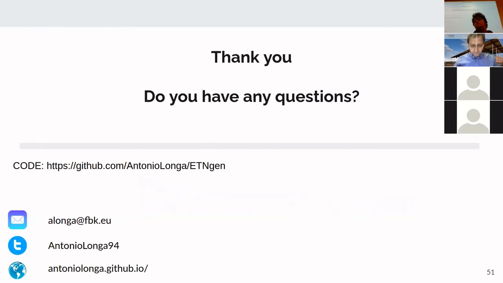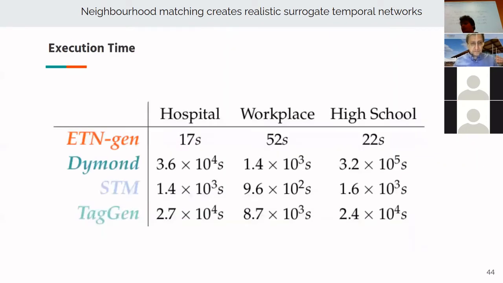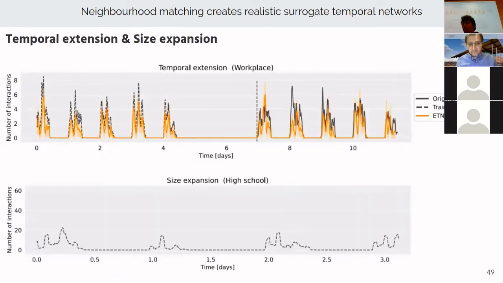Over time they are the same. So in the high school, you have just common edges. Actually, in this kind of plot, because I think they are nice to see, I'm showing only the number of interactions and the time, while in the paper we have a lot of metrics.